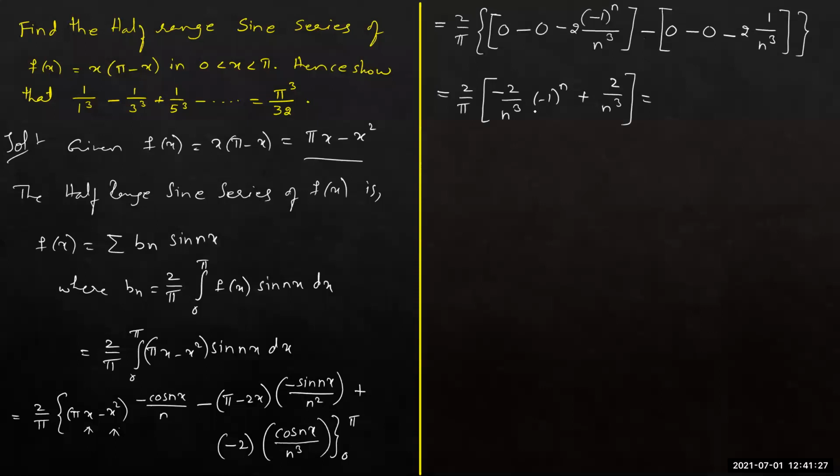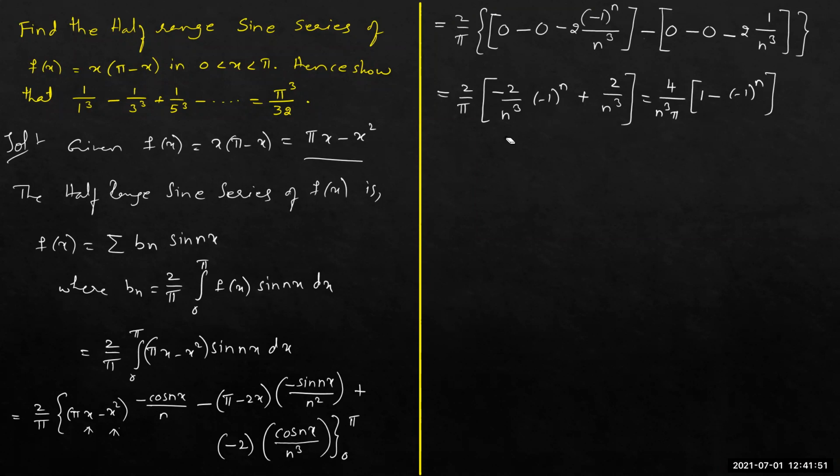So we can take 2 by n cube common from them. When you take 2 by n cube common, we'll get 4 by n cube pi into 1 minus minus 1 to the power of n. If you look at this carefully, we have the coefficient of minus 1 to the power of n as minus here. So I'm writing this term first and then that minus 1 to the power of n. We can write it like this.